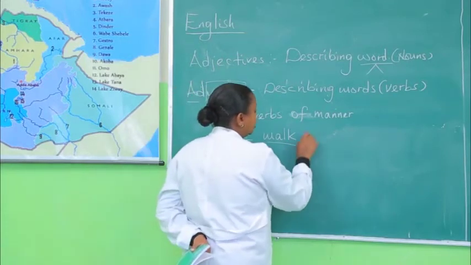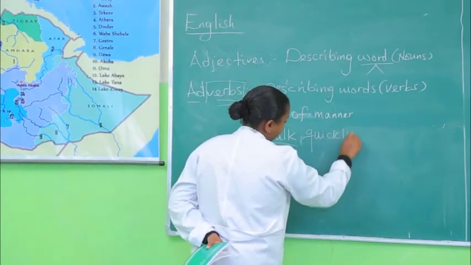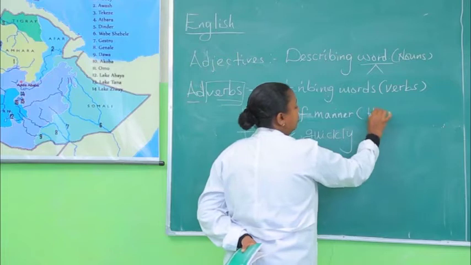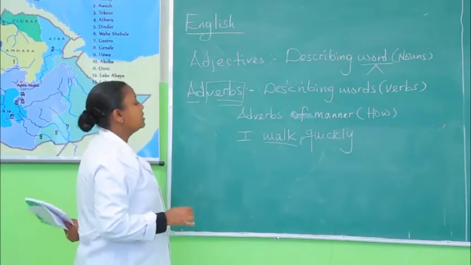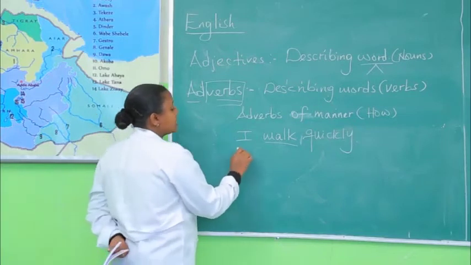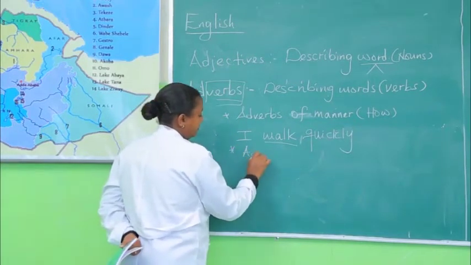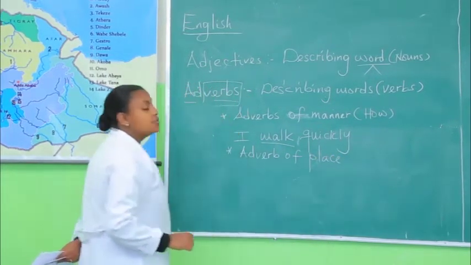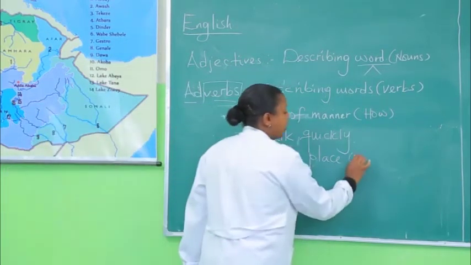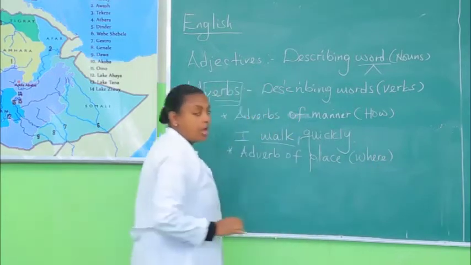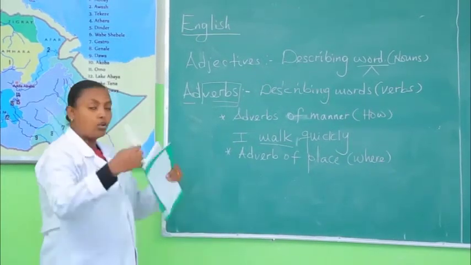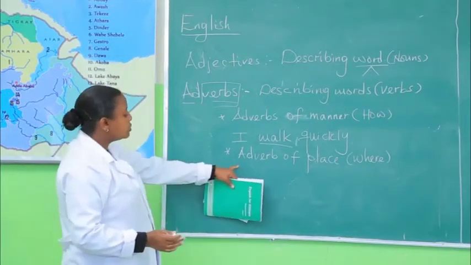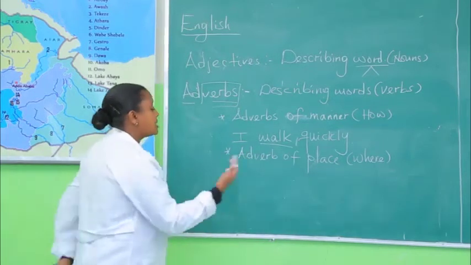I walk quickly, for example. Now, it answers the question how the action happened. This is the first kind of adverb. The second one is adverb of place. Adverb of place. This tells us where the action happened. It talks about the action, not about the noun or other parts of speech. It talks about where the action happened.